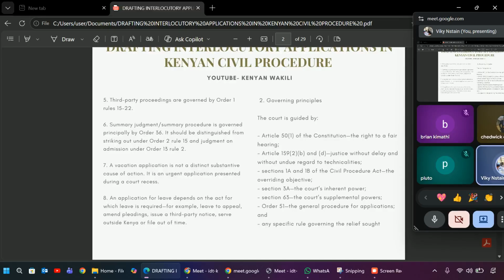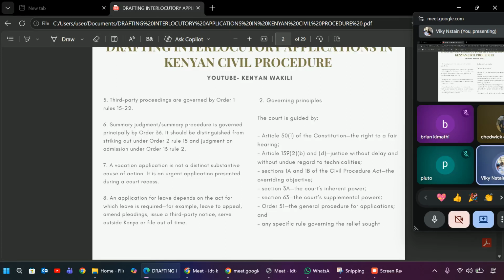Remember, the examiner is very tricky. He will know that you don't know how to distinguish between those kinds of applications. We'll also do various applications seeking leave, for example, leave to appeal, leave to amend pleadings, leave to issue a third party notice, or service outside of Kenya, or file a matter out of time. So that is the general overview of what we are going to do.